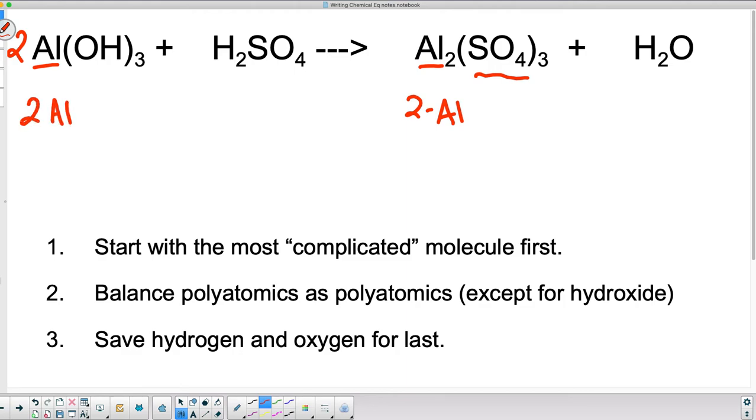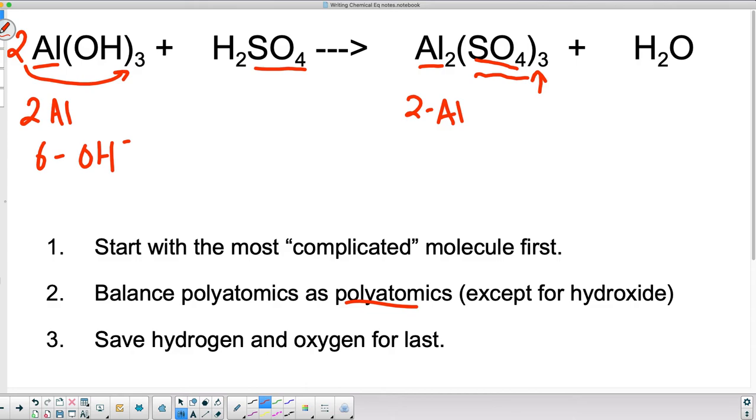But that also gives me 2 times 3. That also gives me 6 hydroxide. Okay, so 2 aluminum, 6 hydroxide. Now notice on the right-hand side, I have a 3 outside the parentheses, which means that I have 3 SO4s. What are SO4s? SO4s are polyatomic ions. So we're going to keep the SO4 together and not break it up into 1 S and 4 oxygen because I see SO4 on both sides of the reaction.